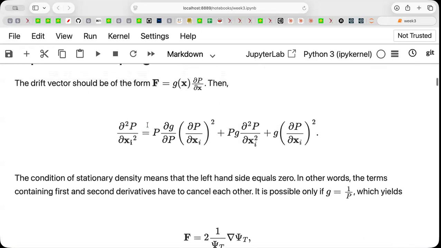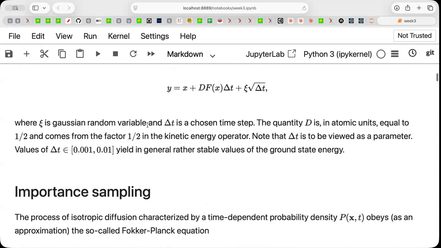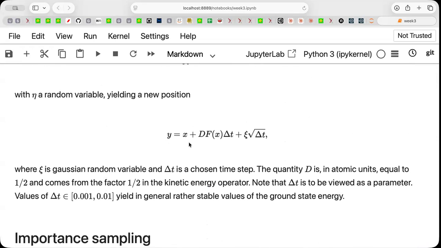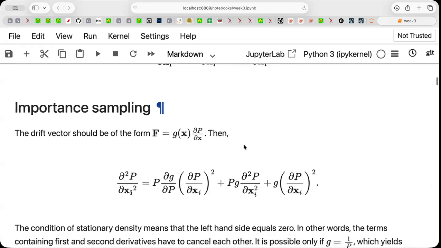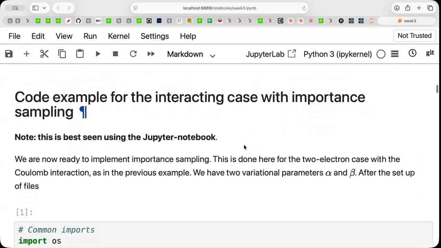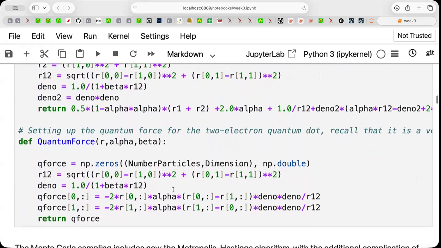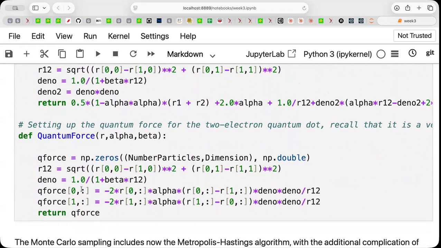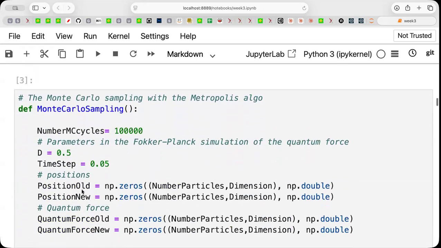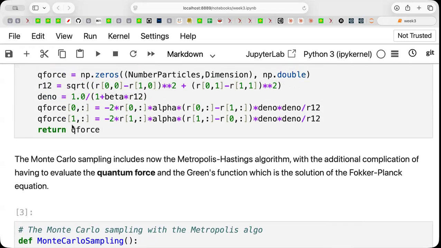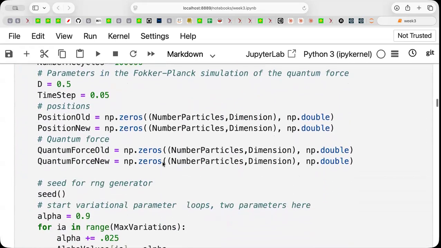So the update is now given by this function here, where I have now the quantum force. So I need the gradient of the trial wave function, and this is calculated by this function quantum force. So this is my gradient, and you see I have it component-wise. So it contains both the x and the y components, because I'm dealing with 2 dimensions. And 0 is particle 1, and 1 is particle 2 here. So these are the analytical derivatives for that specific trial wave function.